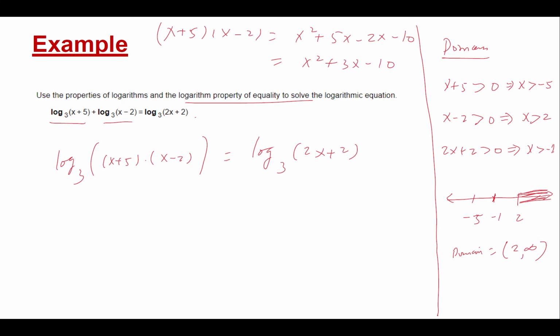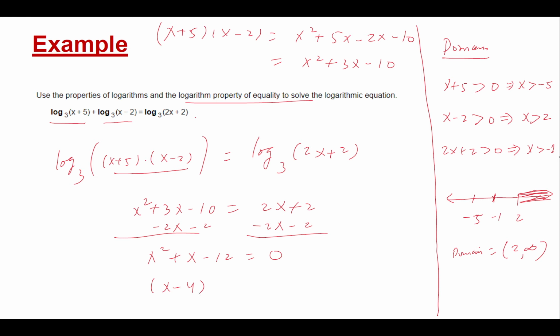So we can cancel log and log, and then it gives us x square plus 3x minus 10 on the left, and on the right side it is 2x plus 2. Now we need to solve this equation. This is a quadratic equation, so to solve it we bring everything to the left side. Here it will be x square plus x minus 12 equals 0. Now we can solve this by factoring: (x minus 3)(x plus 4) equals 0.